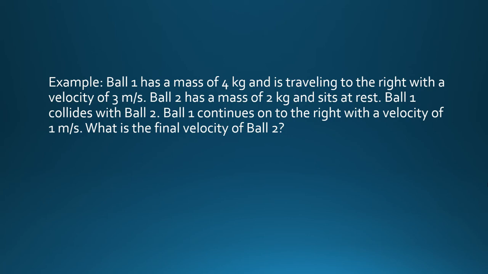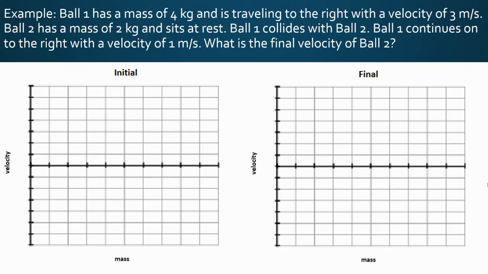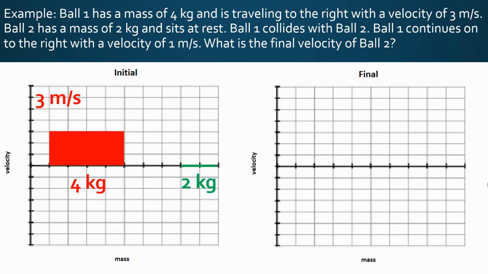So this is the example on your worksheet. Ball 1 has a mass of 4 kilograms and is traveling to the right with a velocity of 3 meters per second. Ball 2 has a mass of 2 kilograms and sits at rest. So let's look at these initial conditions. Ball 1 has a mass of 4 and it has a velocity of 3. So we're going to go over 4 and up 3. Ball 2 has a mass of 2 kilograms and it is sitting at rest. So we're going to go over 2 and up 0.